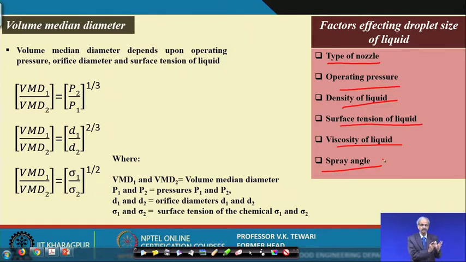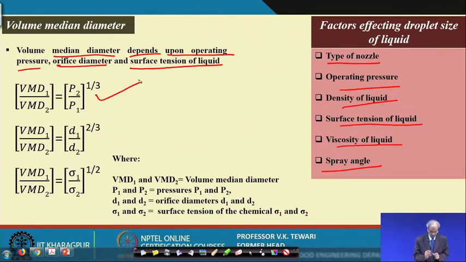And we have already discussed the various ways by which we can talk about the diameter of the particles, the diameter of those droplet sizes. Now, a relationship is given here which is worth knowing. The volume median diameter depends upon operating pressure, orifice diameter, and surface tension of the liquid. Mark here that the orifice diameter, pressure, and the surface tension of the liquid are very important. So, the volume median diameter is given by this. We are talking of volume median diameter 1 by volume median diameter 2.